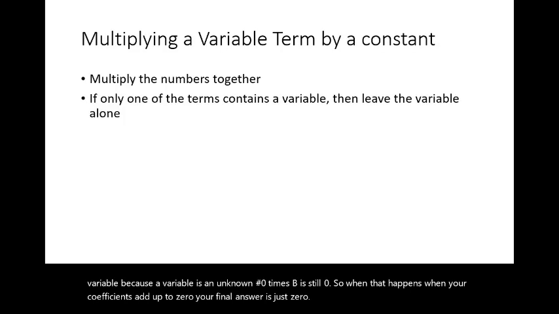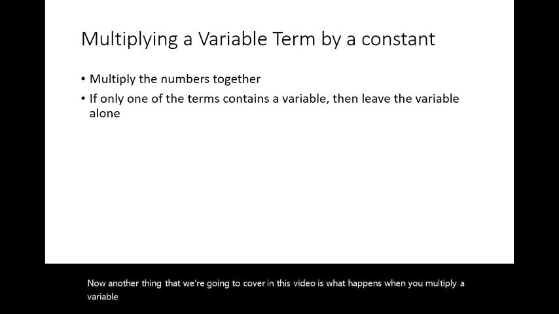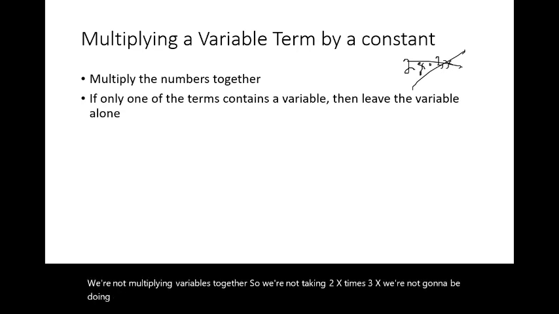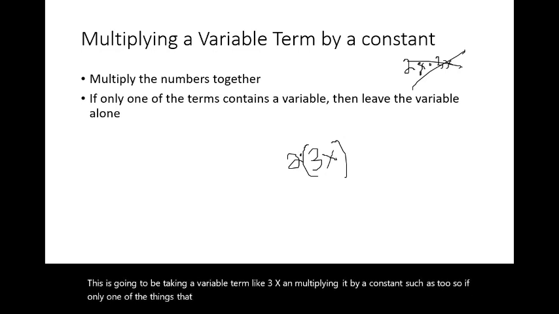Now, another thing that we're going to cover in this video is what happens when you multiply a variable term by a constant. We're not multiplying variables together, so we're not taking 2x times 3x. We're not going to be doing that. That is in a totally different course. This is going to be taking a variable term like 3x and multiplying it by a constant such as 2. So if only one of the things that are being multiplied has a variable, what you're going to do is leave the variable alone.